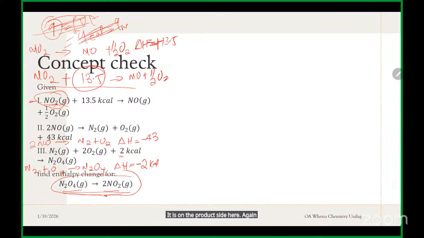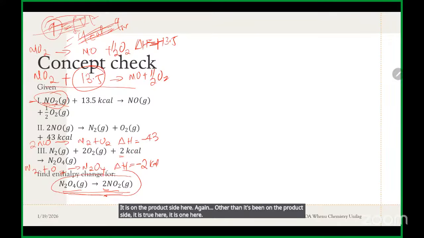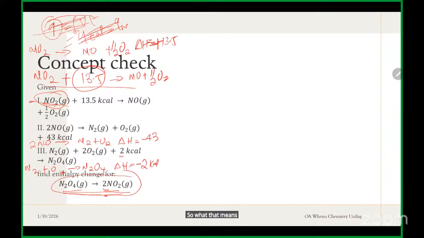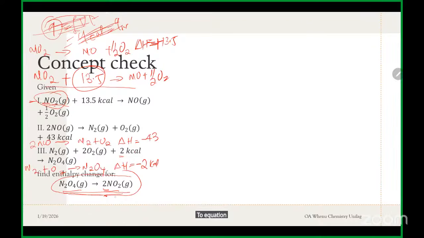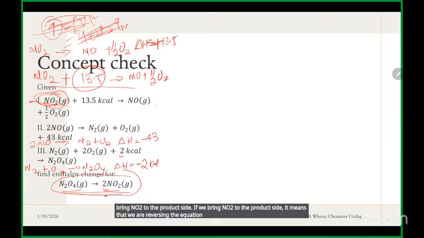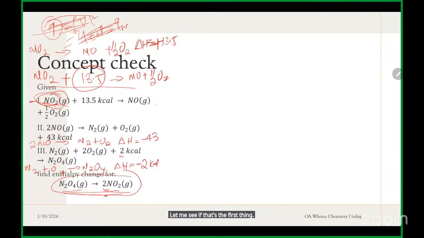Again, other than it being on the product side, it is 2 here, it is 1 here. So what do you think we will do to equation 1? Does anybody have something to say to that? To equation 1, we will probably bring NO2 to the product side. If we bring NO2 to the product side, it means that we are reversing the equation. Thank you. Let me see if that's the first thing that we need in the note. So it means that we are reversing the equation.